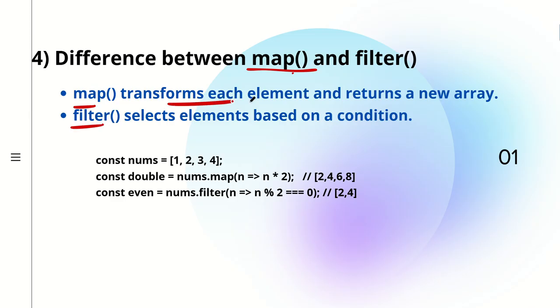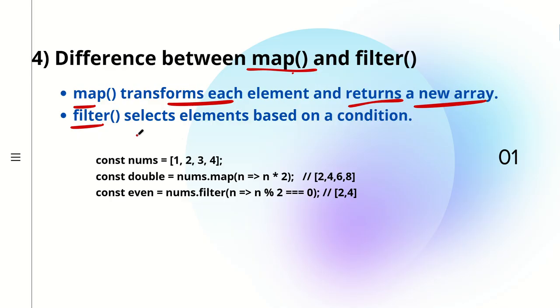Map transforms each element and returns a new array. If you want to perform any kind of transformation, or you want to change anything in your original data, then you can make use of map, and it is going to return you a new array. Once you have made use of map, the new array you get is going to have the exact same length as your original array. There will be no increase or decrease in the length.